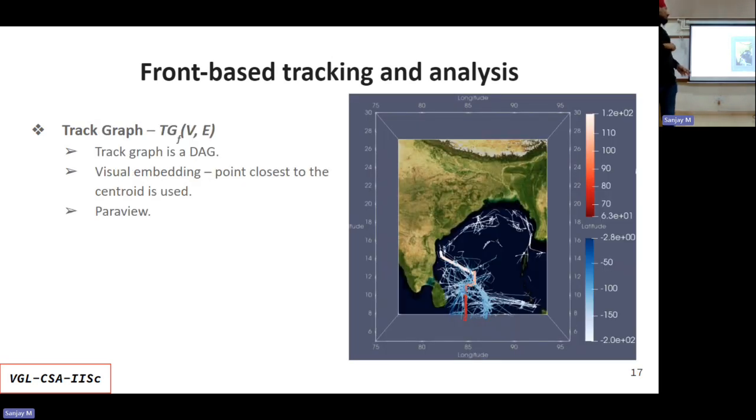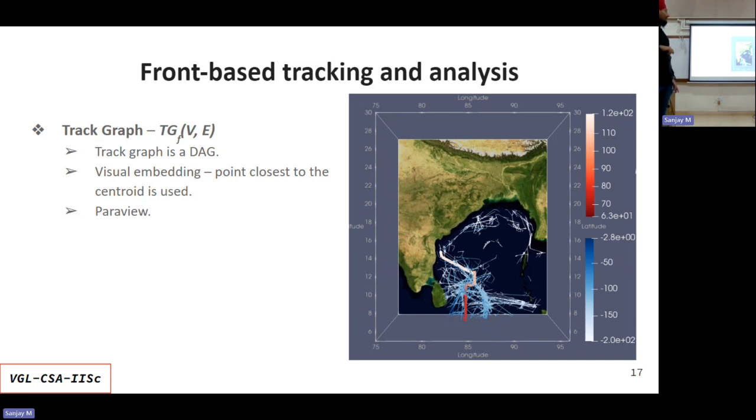So once we have these correspondences, we create a track graph. Here the set of vertices, or the set of nodes, is surface fronts. Each surface front is considered a node, and each correspondence we track, collected over time, is considered an edge over time. We can see that this is going to be a directed acyclic graph because we have only one directional edges going from time t to t plus 1.